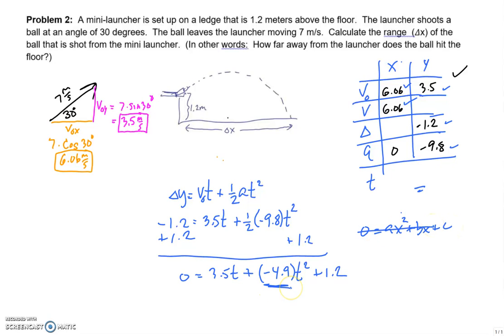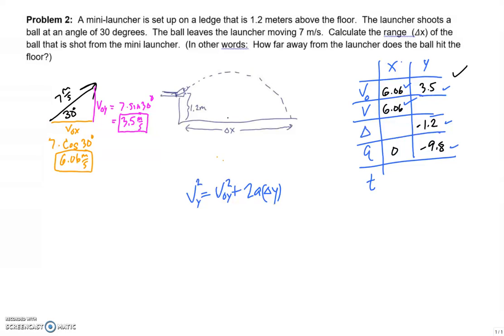This would be our a. This would be our b, and this would be our c. And if you use the quadratic formula, you can solve for t. If you want to do that, you can. There's another way. We'll use this kinematic equation here to solve for v, and then once we know v, we can find t. That'll be a little bit easier.